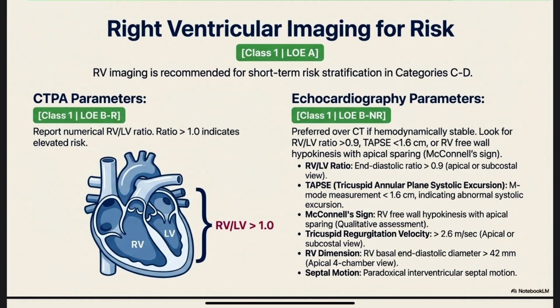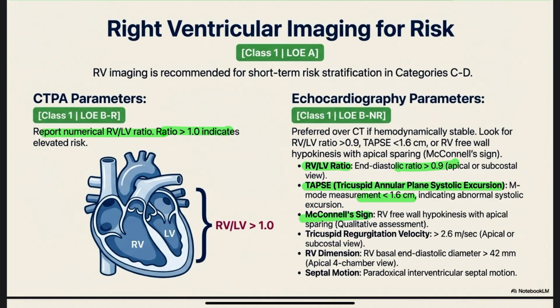CTPA, if you have done immediately, you are smart enough to do it, then again your RV/LV ratio will be more than 1 to tell that RV dysfunction is there. No, I have done echo directly. What are the other things? RV/LV ratio here, 0.9 is the cutoff. Tricuspid annular plane systolic excursion, the M mode measurement less than 1.6 centimeter, indicating abnormal systolic excursion.